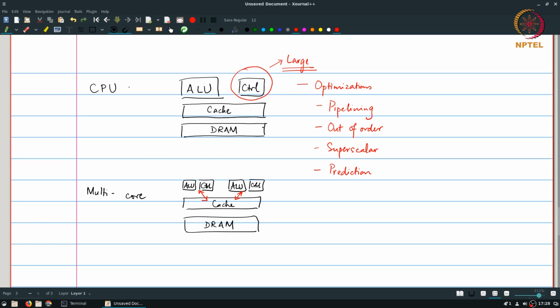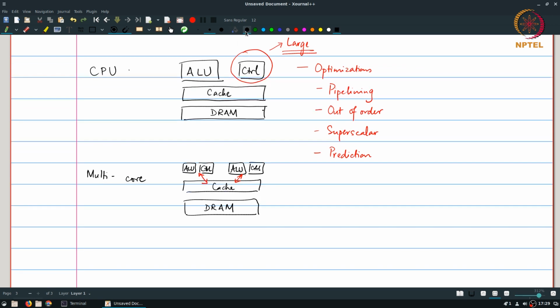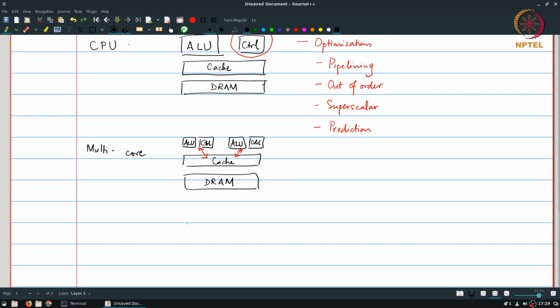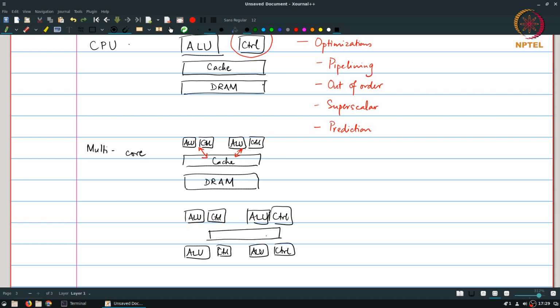Now, this works out quite well if you have highly computationally intensive problems that need to share a limited amount of memory among each other. For example, you could take this even further and try and have the ALU and control blocks, another ALU and control blocks, more of them, sharing a larger cache among all of them.